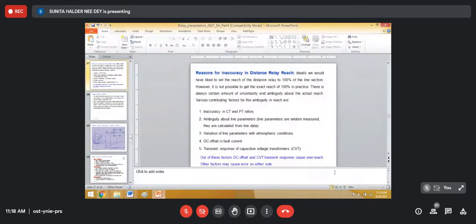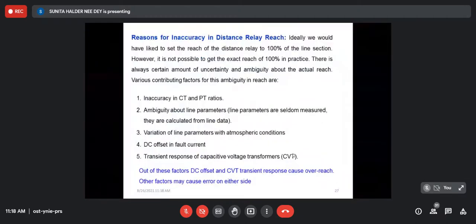So for that reason, actually, we have to set the distance relay. We have to coordinate the distance relay. Generally, distance relays are expected to be under reach. For that reason, always instead of one distance relay, two or more distance relays are coordinated.